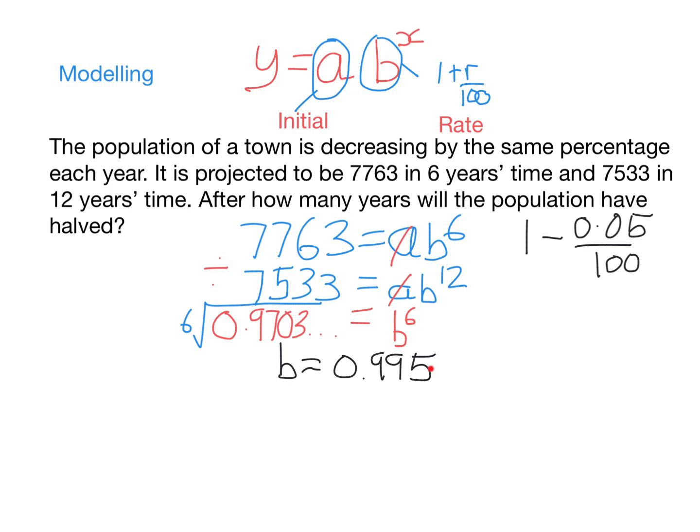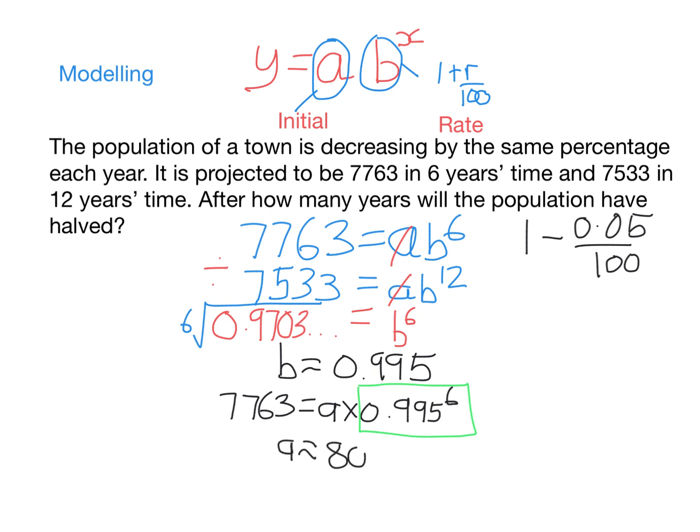All right, let's now find A. Finding A won't be too difficult. We just substitute that into either of these equations. I'll just choose this one. So I have this equation here after substituting B for 0.995. Of course, this is just a number. It's not a nice number, but it's a number nonetheless. The way we undo timesing by a number is dividing by a number. So I just go 7763 divided by this number here, and I get that A is close enough to 8,000. So that was the initial population of the town. It was 8,000 decreasing by 0.05% per year.